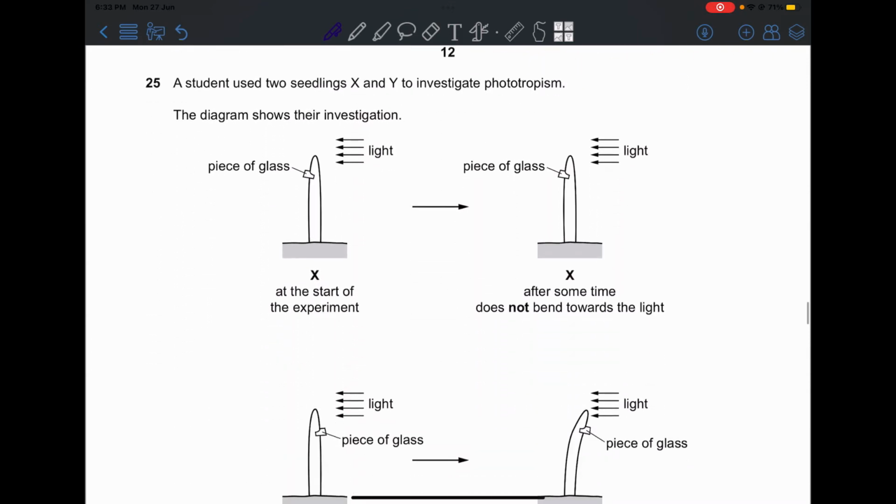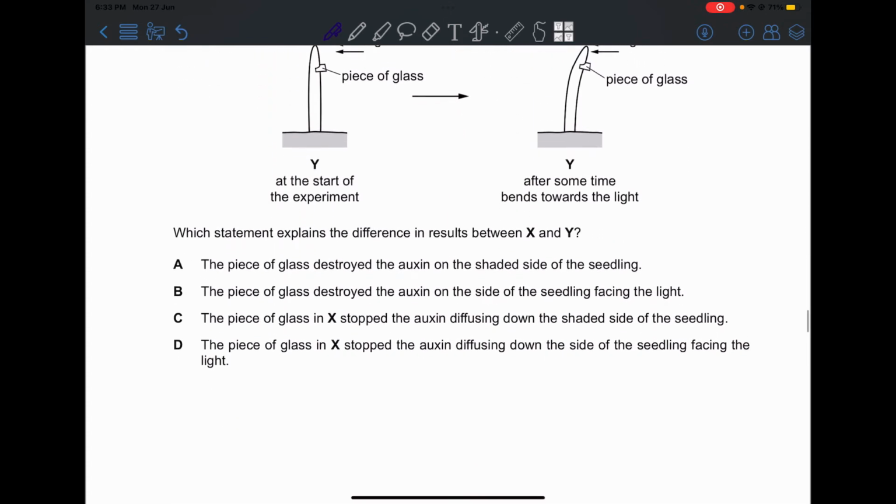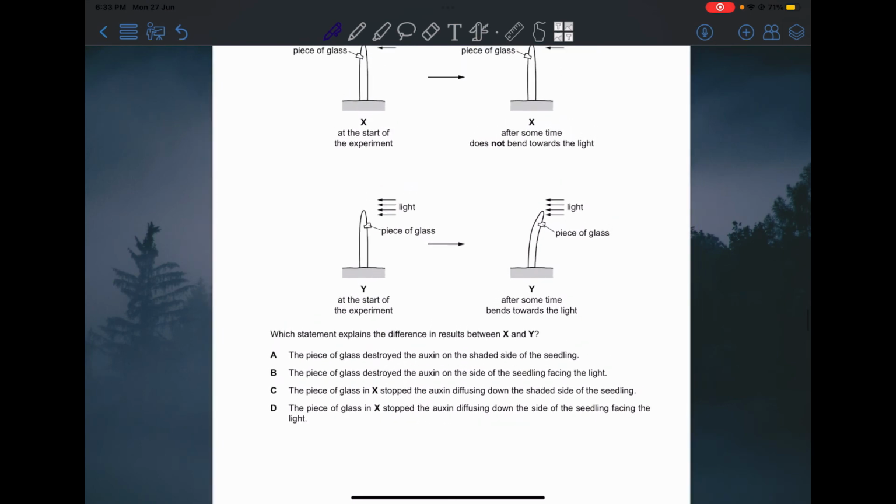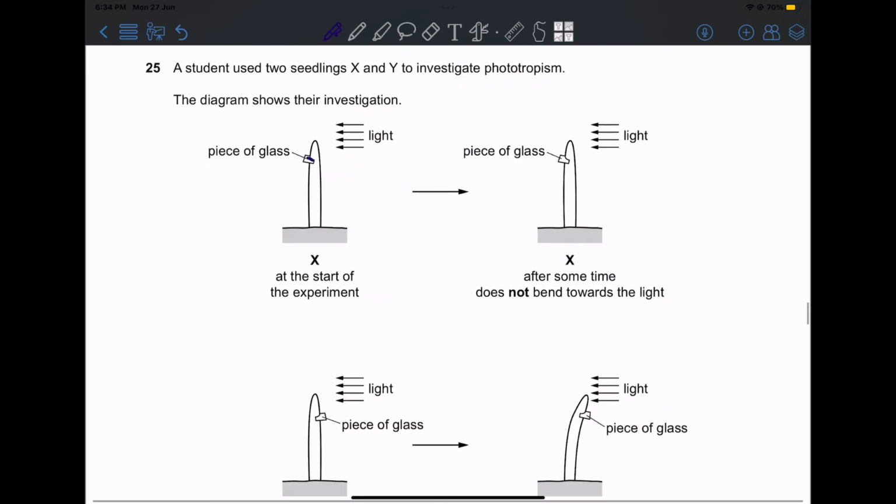25, a student used two seedlings X and Y to investigate phototropism. The diagram shows their investigation. Which statement explains the difference in results between X and Y? Now let's focus on X right now. In X, we know that if the light is coming from the right side, then the oxygen is going to accumulate on the shady side, which is going to be over here in the part where there is a piece of glass. Because as we know, oxygen accumulates in the shady areas.